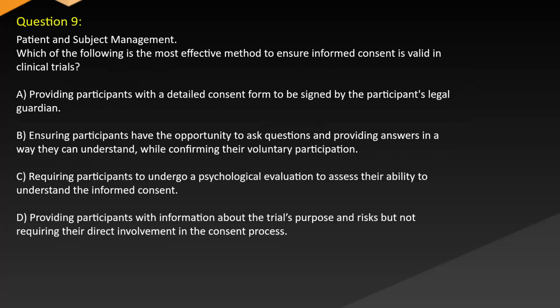Question 9. Patient and subject management. Which of the following is the most effective method to ensure informed consent is valid in clinical trials? A. Providing participants with a detailed consent form to be signed by the participant's legal guardian. B. Ensuring participants have the opportunity to ask questions and providing answers in a way they can understand, or confirming their voluntary participation. C. Requiring participants to undergo a psychological evaluation to assess their ability to understand the informed consent. D. Providing participants with information about the purpose and risks but not requiring their direct involvement in the consent process.